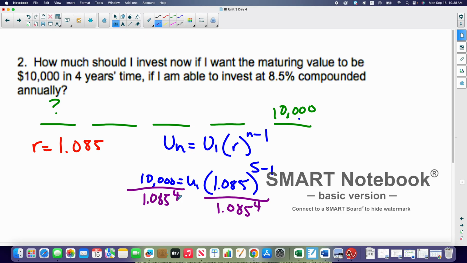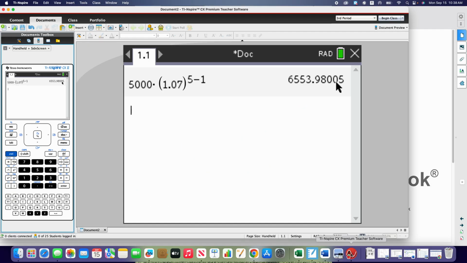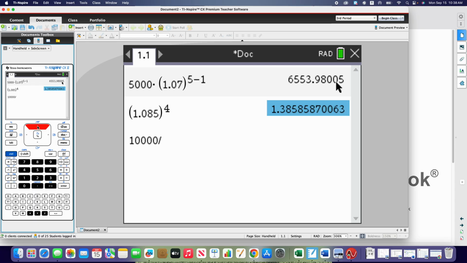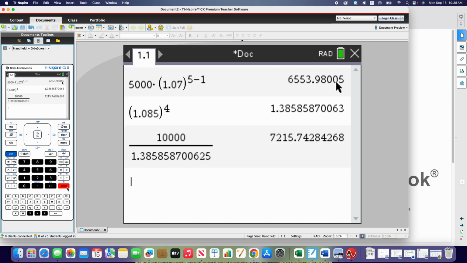I'm not even going to claim to have a close clue on that one, all right? I'm just going to use my calculator. I like to do this type of problem in 2 steps. It's me personally. You can do it all in 1 step if you'd like, but I'm going to go 1.085, and I'm going to raise that to the 4th power, or 5 minus 1. So that number that's sitting right by U1 is 1.3858, whatever, okay? I'm going to divide by that. So I'm going to take my 10,000, and I'm dividing by, I'm going to use my up arrow so I can highlight that, so I don't have to retype all that. And then I hit enter, and there's my U1.